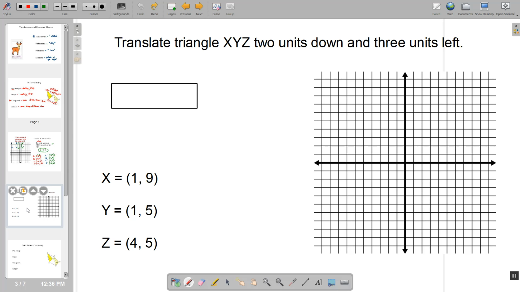So I'm going to translate the triangle XYZ 2 units down and 3 units left. Once again, remembering that my image and pre-image must be congruent. So before I do anything else, I want to graph the points X, Y, and Z from my graph. So X is right here. Y is right here. And Z is right there. So there is our triangle. Let's draw our lines in.